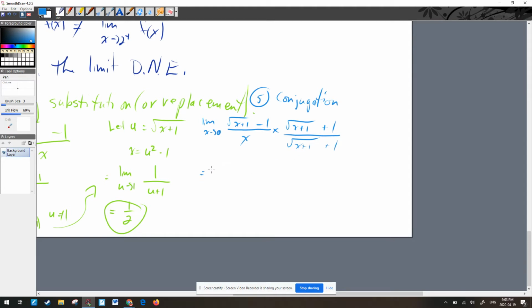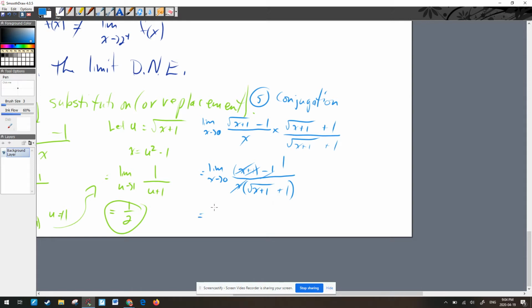So why would I do that? Well, let's check and see. The limit is x tends to 0. The root of x plus 1 times the root of x plus 1 is, of course, just x plus 1. And then we're going to have a positive version of the root and a negative version of the root. They're going to add up to 0. And then negative 1 times 1 is minus 1. And that's going to be over x times the root of x plus 1 plus 1. Okay, now x plus 1 minus 1 is x. So this x and this x are going to cancel. So I'm going to be left with just 1 in the numerator.